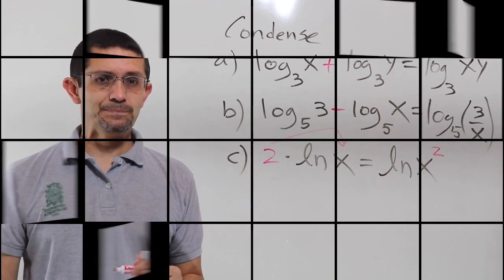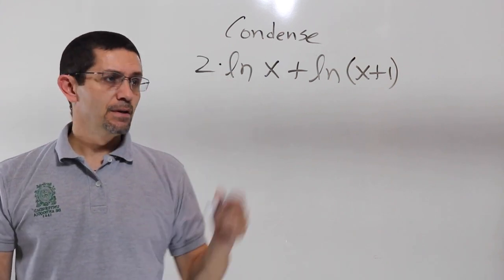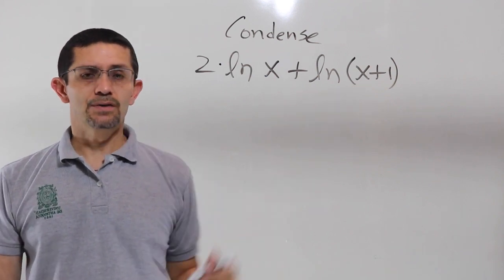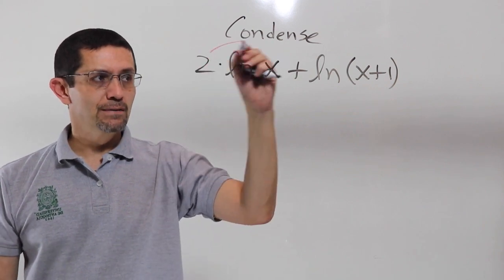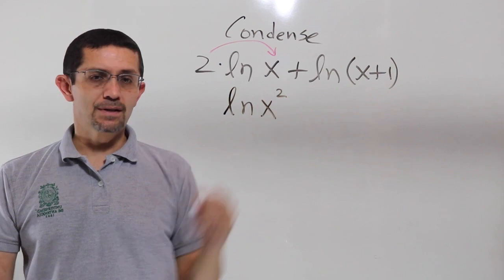Let's play with them. Let's say that I have this. I have a 2 in front of my logarithmic function, and then I have a natural log of x plus 1. First, I need to condense my exponent. So that's my first step. So I'm going to have ln of x to the second power.